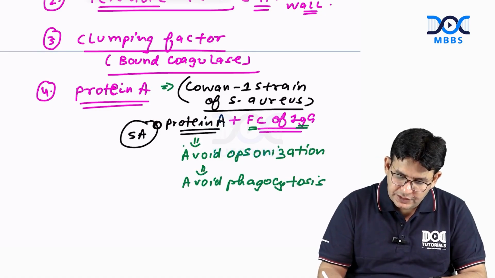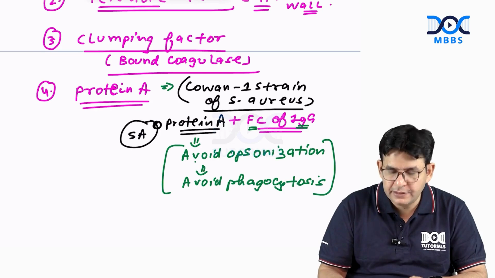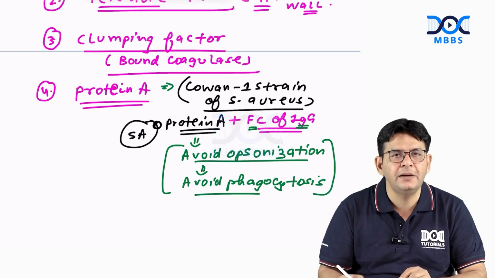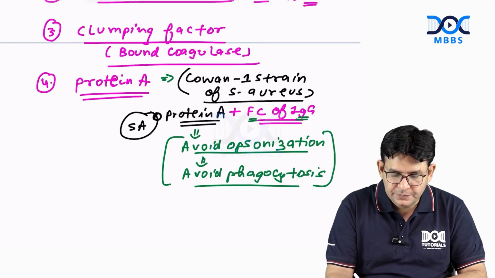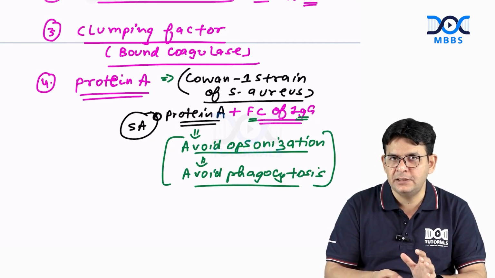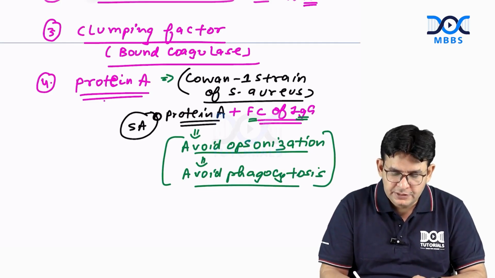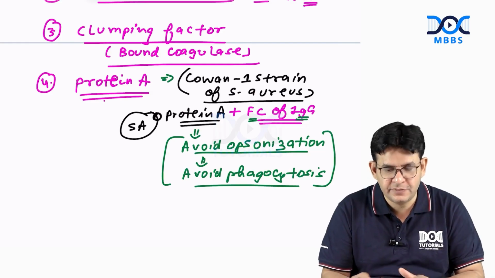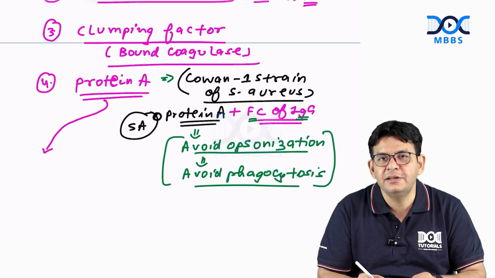Phagocytosis. So this particular protein A helps this organism in avoiding the opsonization and thereby avoiding the phagocytosis. And as you know, humans are the best scientists. So they have used this protein A, which is a virulence factor. That is very clear now. But they have used it in one of the reactions.